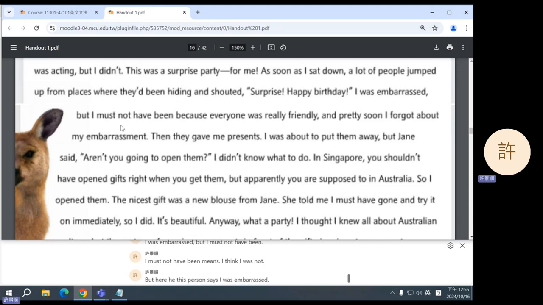So this should be, this is wrong. Let's see, what should it be? The idea is I must not have seemed embarrassed. I wonder if there is a better way to correct this. Oh, okay. Because everyone was really friendly. So they were saying they needn't have been. I need not have been, which means I did not need to be.